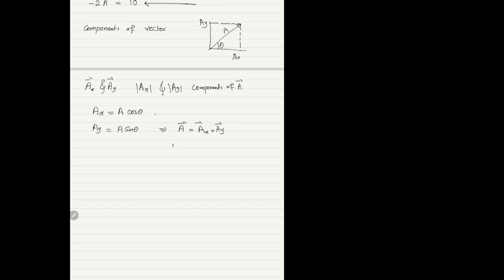Now the magnitude of vector A is equal to the square root of AX squared plus AY squared, and theta equals tan inverse of AY over AX.